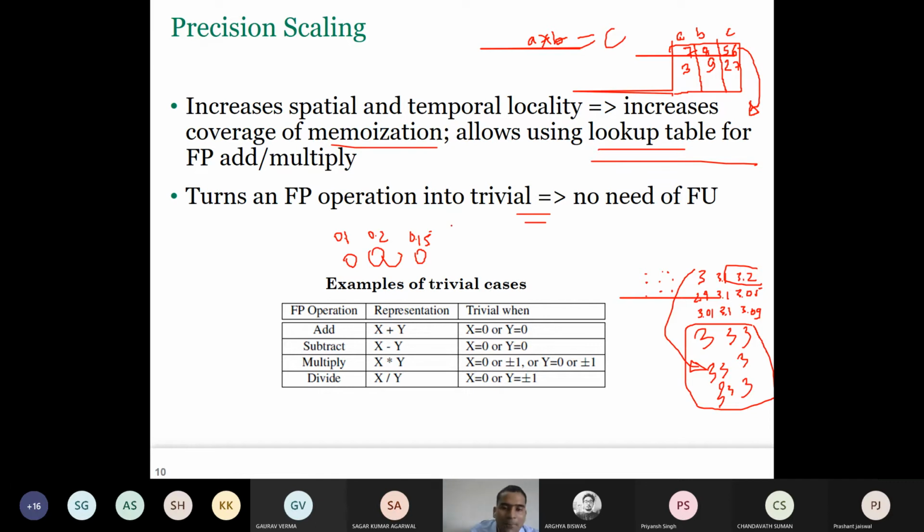Then you don't need to do computation, because we know that in x plus y or x minus y, if either x or y is 0, or in x into y, if one of the operands is 0 or 1, then you don't have to compute any operation. So the operation itself becomes trivial. Your number of operations reduce. So precision scaling reduces the number of operations to be done.